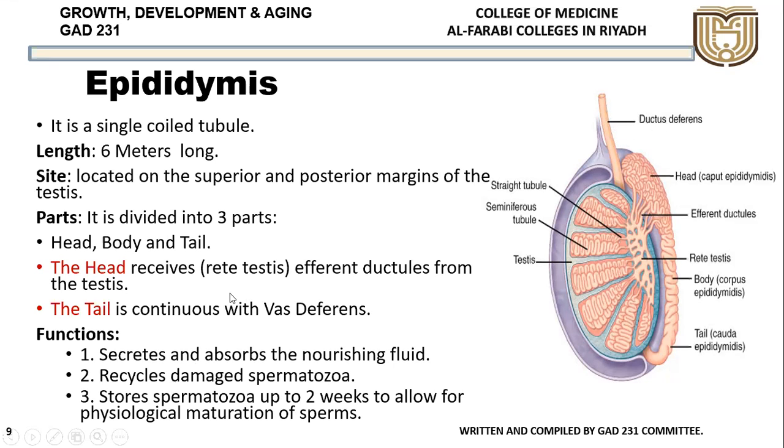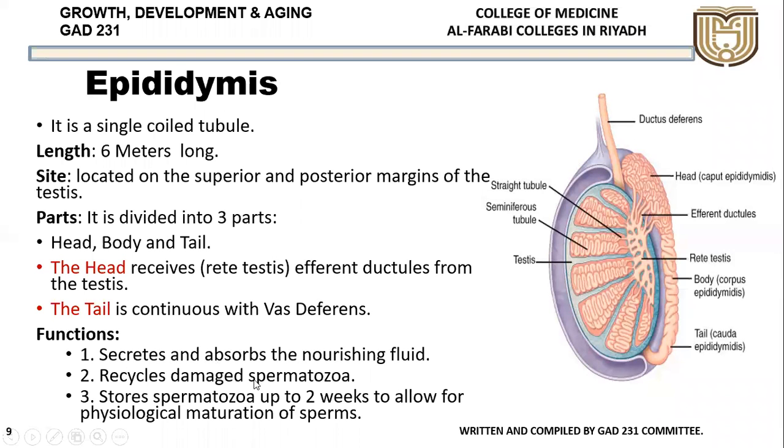What are the functions of the epididymis? It will secrete and absorb the nourishing fluid. So it will secrete the nourishing fluid which is necessary for the sperms. When the sperms come here, they have to stay alive. So that nourishing fluid will be provided by the epididymis.